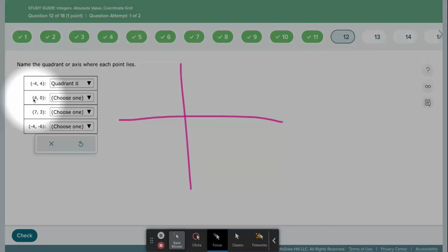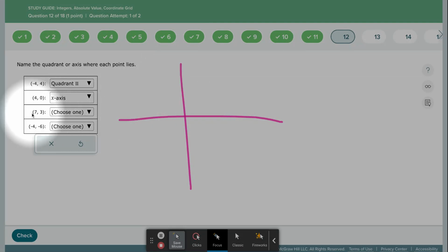Okay. If I'm at 4, 0, it means I'm going +4. 0 means like, lose your turn. You don't go anywhere else. So I'm just sitting here on this line. What line is this? This is your x-axis. Remember, this guy's your y because you can make a y out of it. Draw a y at the top.